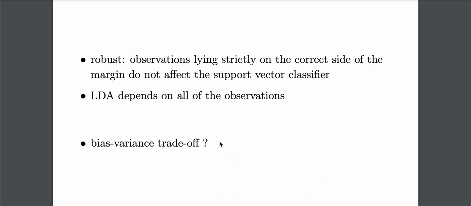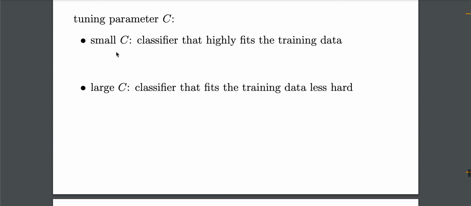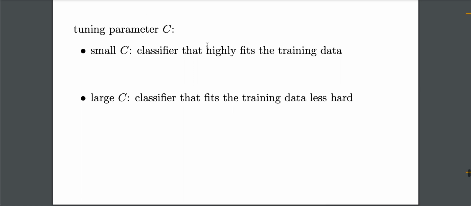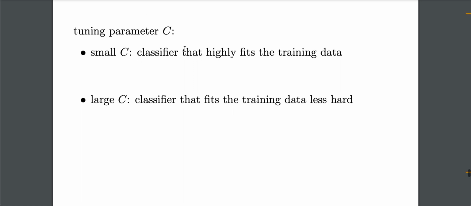And the bias-variance trade-off, as I said here. Small C, a classifier that highly fits the training data. That means small C means large variance, small bias. Large C means less variance, more bias.